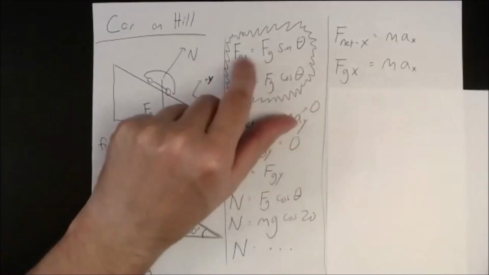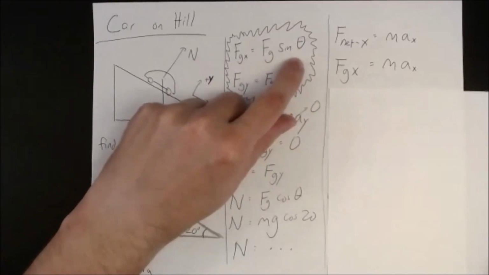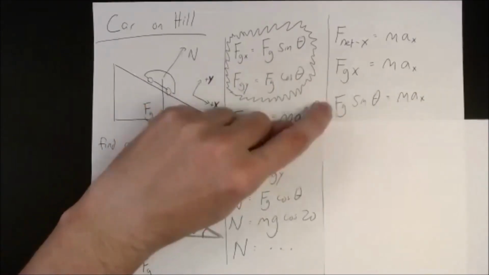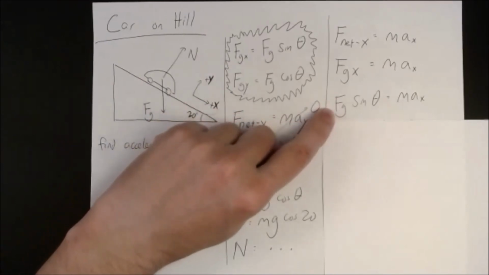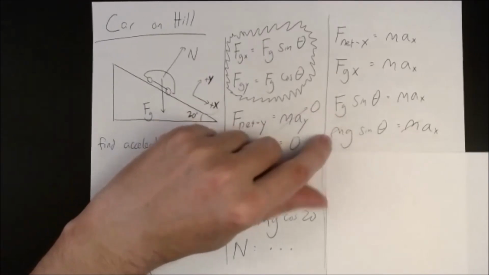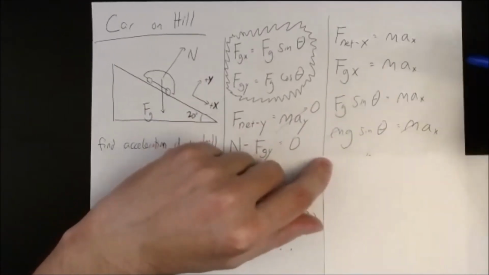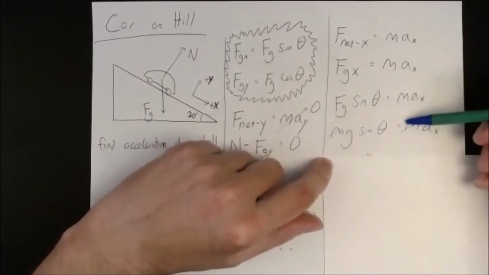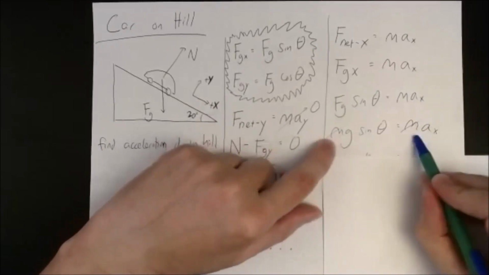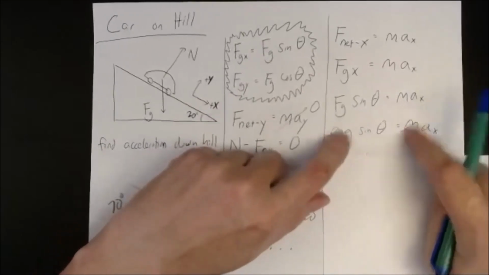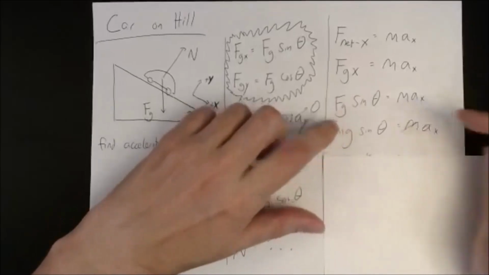So we have FGX, which is equal to FG sine theta. We can plug that in right there. The force of gravity is equal to the mass times the acceleration due to gravity. So I can say force of gravity is mg. But now I have mg sine theta is equal to max. I've got a mass on both sides. I can divide both sides by m, get rid of mass.